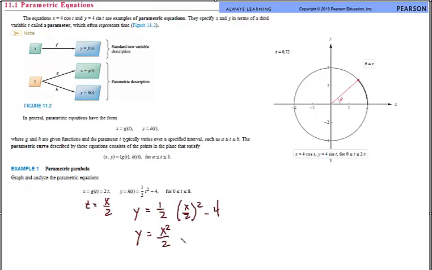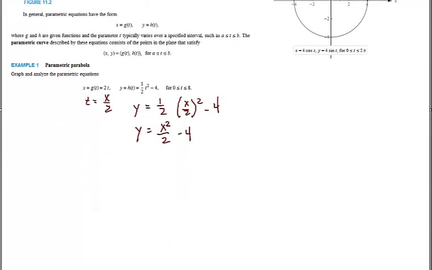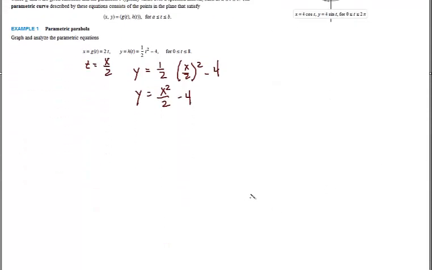And y then would equal, this would be x squared over 4, so it would just be x squared over 2 minus 4. And this one happens to be that my y and t look the same whether I have x or t, it really doesn't matter, but that's not normally the case. It just happens to be for this one. So let's look at what this graph looks like.